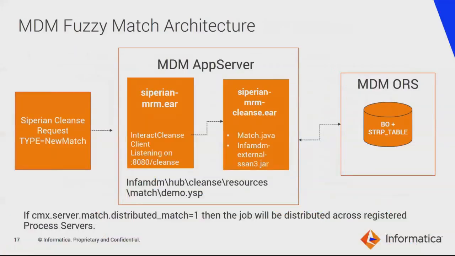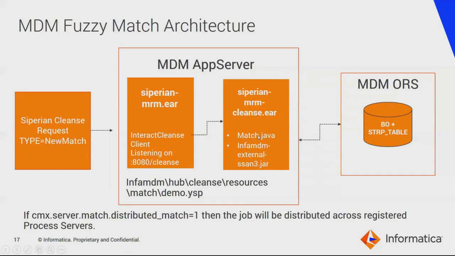Match job internal. So just from an overall perspective, when a request comes in from the outside, the server ear is listening on port 8080. Well, this is for JBoss, and that's configurable. Port 8080 on the cleanse URL. And once a request is received, if it's of type new match, we know to route it to the cleanse ear and perform fuzzy matching.